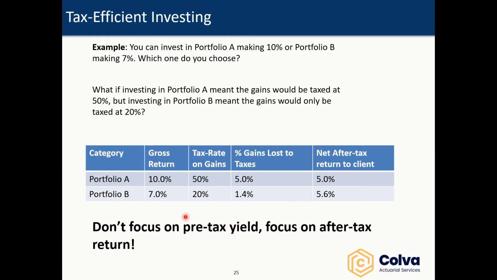How can we provide structures, right, that reduce the taxes on our investments such that we have a greater after-tax return, right? And you can do that by just using the tax code. You're using the tax law to your benefit, so you're not taking more risk. So again, don't focus on pre-tax yield, focus on after-tax return.